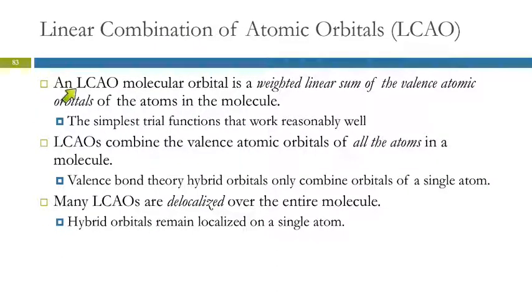So an LCAO is a linear combination of atomic orbitals. And this is a weighted linear sum of the valence atomic orbitals of the atoms in a molecule. This is the simplest of the trial functions that works reasonably well. And this combines the valence atomic orbitals of all the atoms in the molecule together. The difference here from valence bond theory is that valence bond theory hybridizes orbitals only on a single atom. And these are a combination of all the atomic orbitals in the whole molecule.